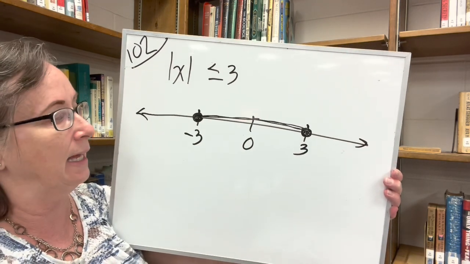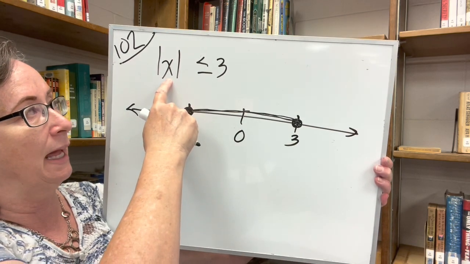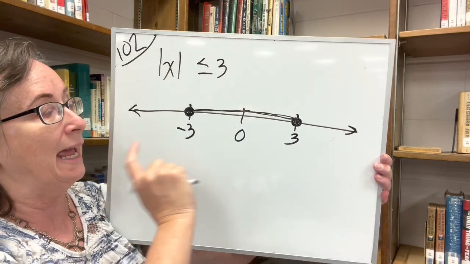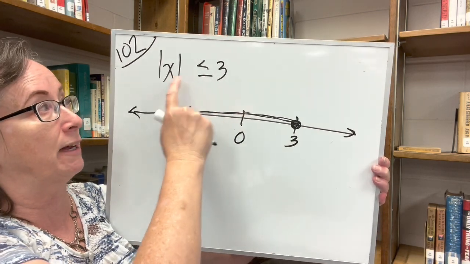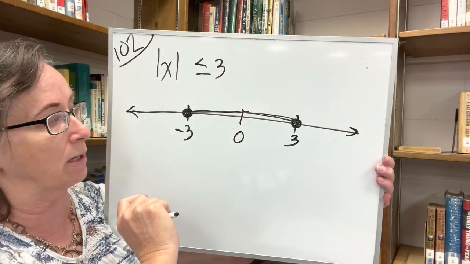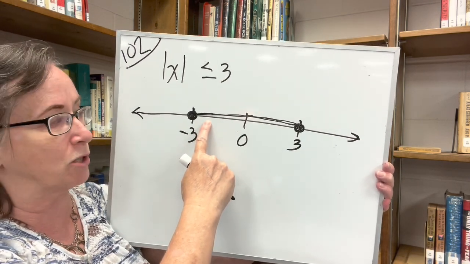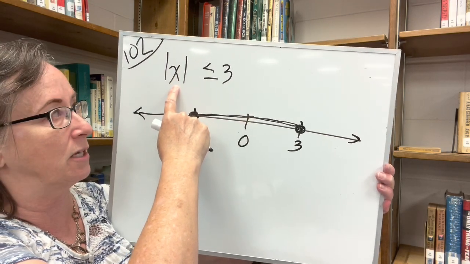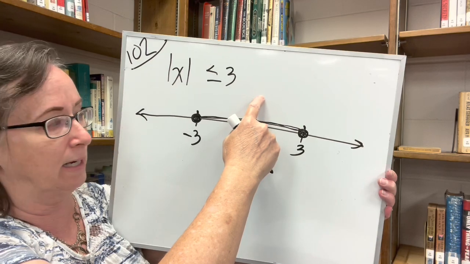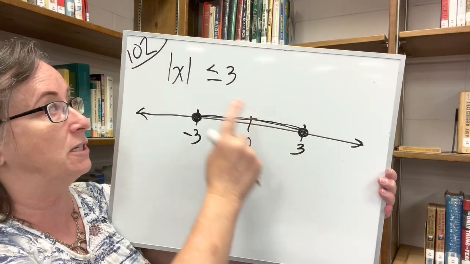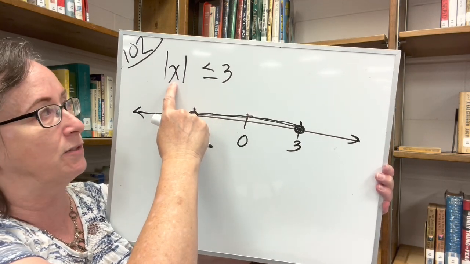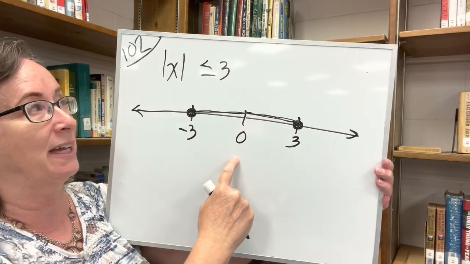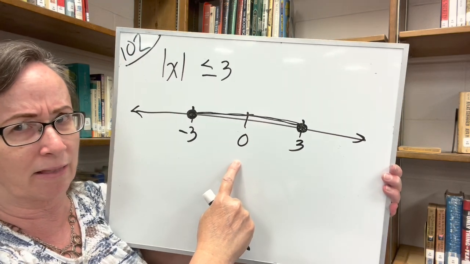Now let's check it. If I throw in a -3, the absolute value of -3 is 3 because of the equal sign. That works. If I put in a 3, the absolute value of 3 is 3 because of the equal sign. It works. If I put in a -2, which is right here, the absolute value of -2 is +2, and 2 is less than 3. If I plug in a +2, the absolute value of 2 is +2, and 2 is less than 3. And the same with -1 and 1. The absolute value of 0 is 0, and 0 is less than 3.